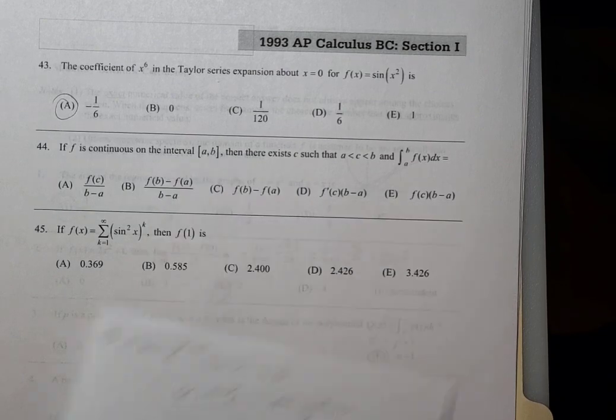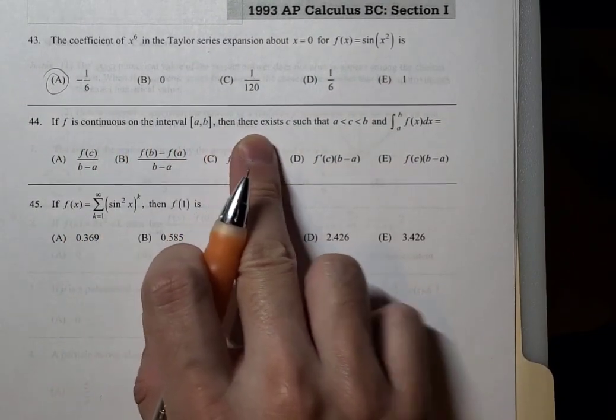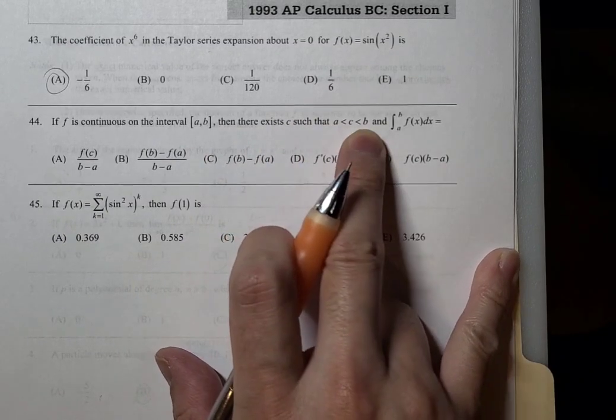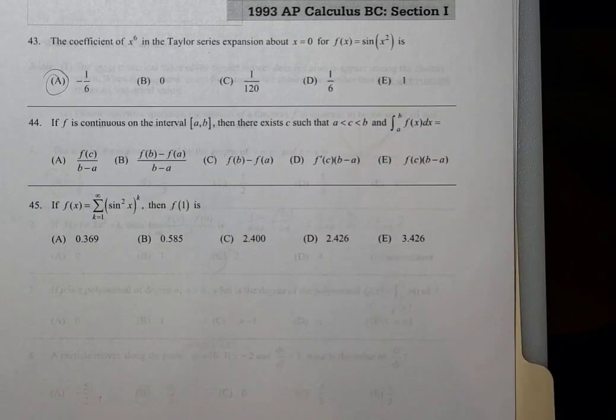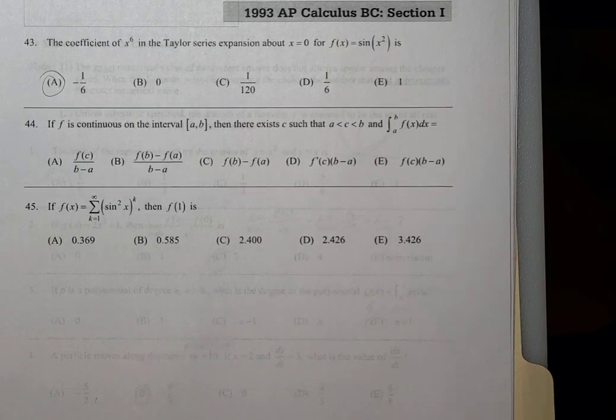Okay? All right. If f is continuous on an interval a to b, then there exists c such that c is between a and b, and integral from a to b, f of x dx is what? Okay? So this sounds like mean value theorem. And what does that say?